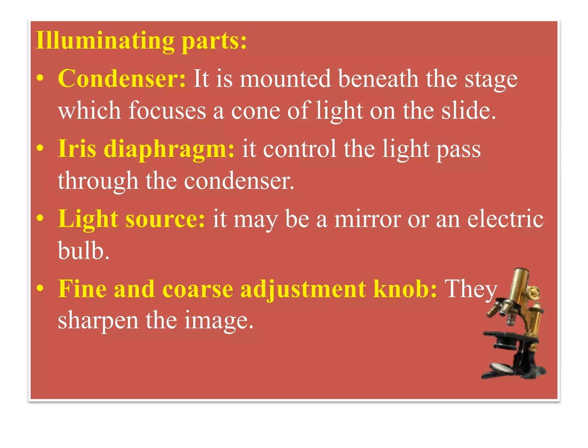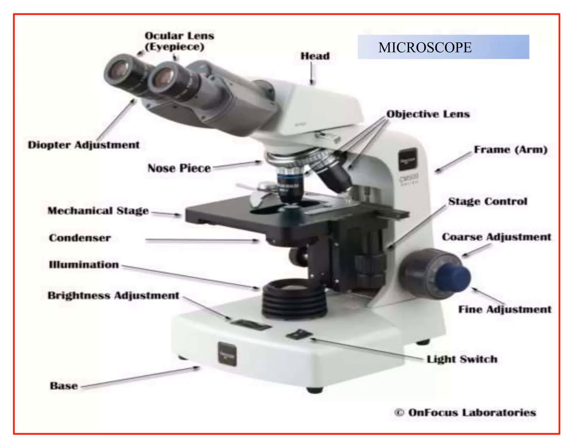Illuminating part. Condenser. It is mounted beneath the stage and focuses a cone of light on the slide. Iris diaphragm. It controls the light passing through the condenser. Light source. It may be a mirror or an electric bulb. Fine and coarse adjustment knobs sharpen the image. This is the image of a light microscope. Here we see the different parts of the microscope.